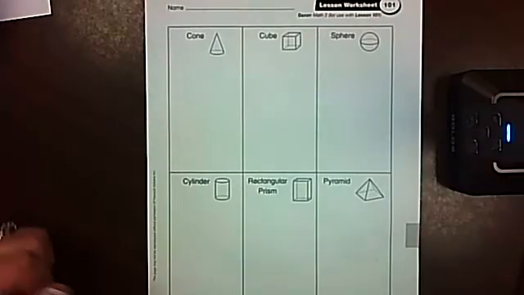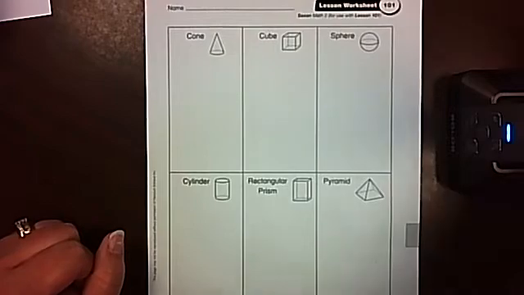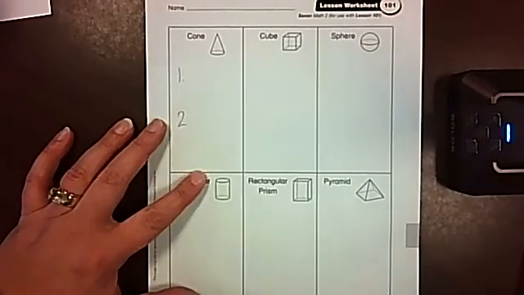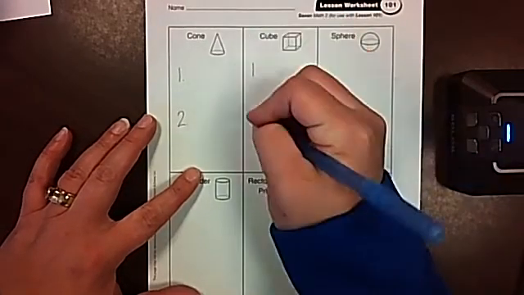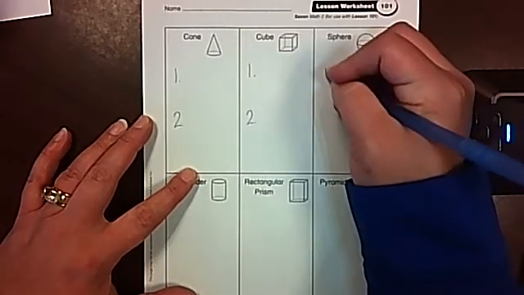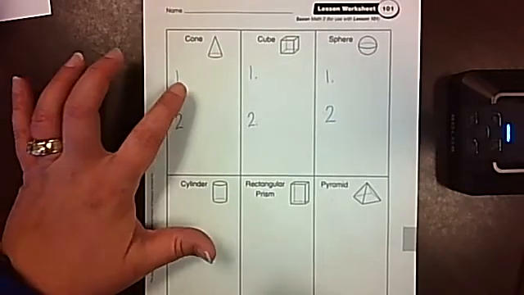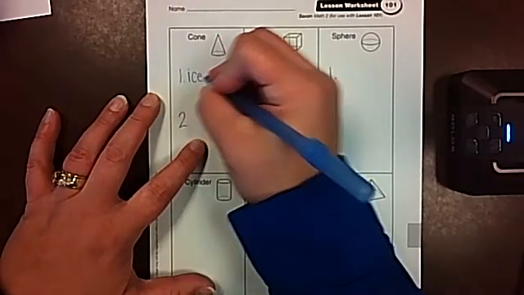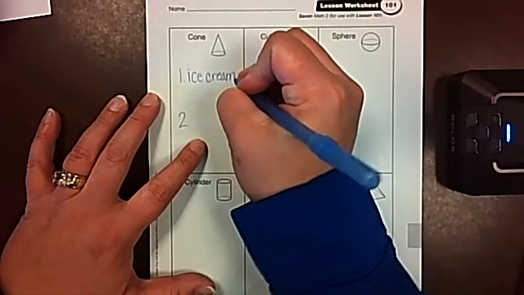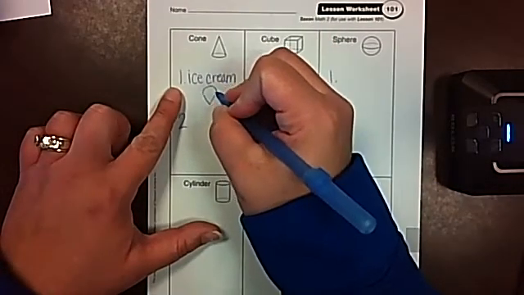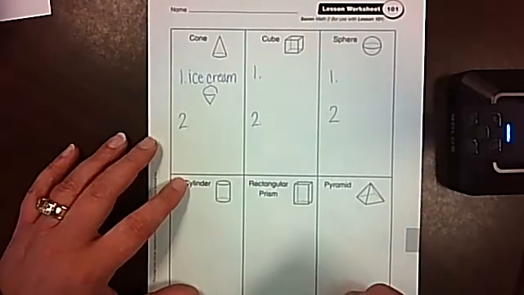So on your lesson worksheet for today, you need to find some of these things in your real life. Mrs. Ostin's going to give you one, and you have to think of another one. So you should have 2 examples in each of these boxes. So cone, easy one, ice cream. Now you can write it or you can draw a picture of an ice cream cone.